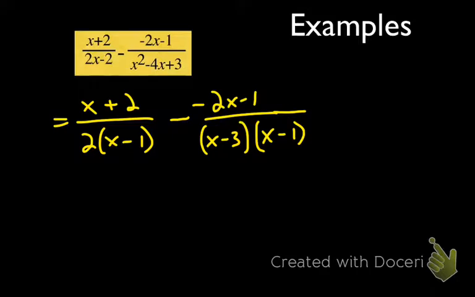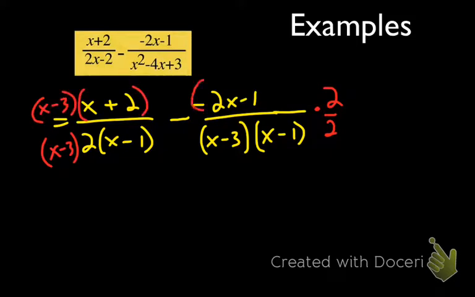I notice that the right-hand fraction, or the right side fraction, needs a 2. So I'm going to multiply by 2 over 2. I notice that the fraction on the left needs an x minus 3. So I better multiply that thing by x minus 3 over x minus 3. All right. I'm going to put these numerators in parentheses just to be careful here.